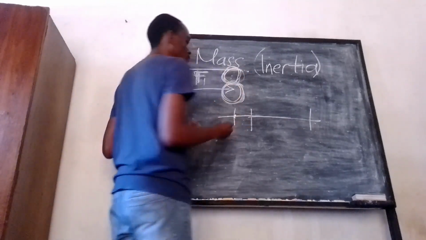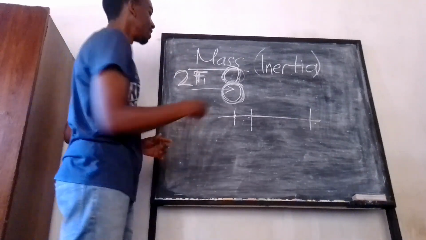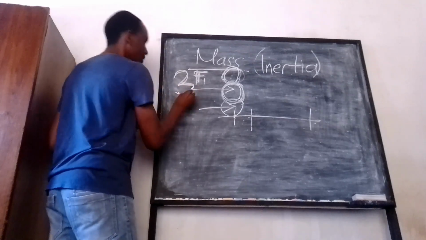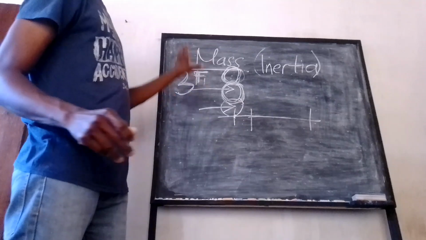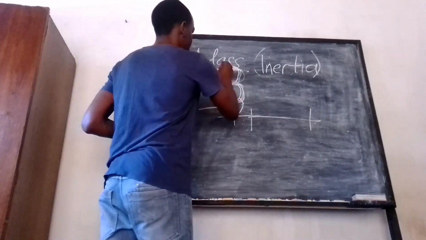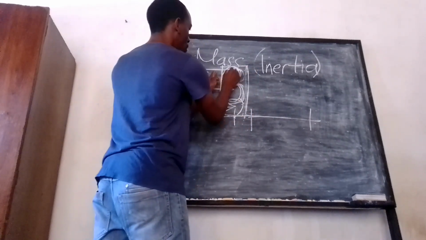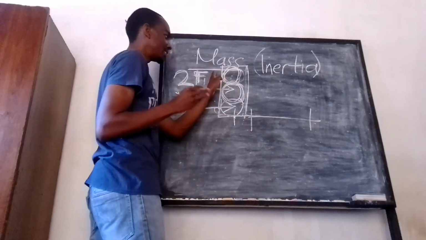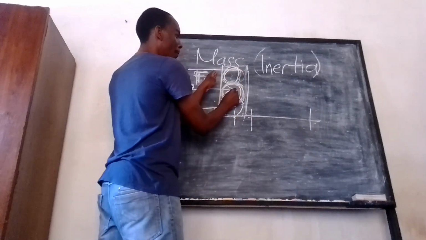Why is it so? Because the number of particles has increased. Double the particles require double the force. The more I add the particles, the more force I'll require. 3 particles will require thrice the force. The number of these particles is what is governing the amount of force that is required to push them. This is what we call mass.